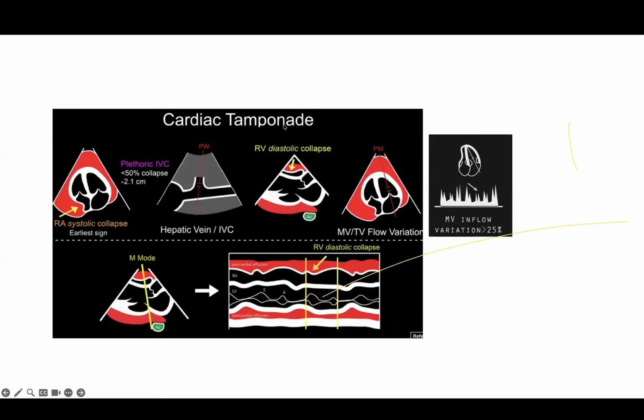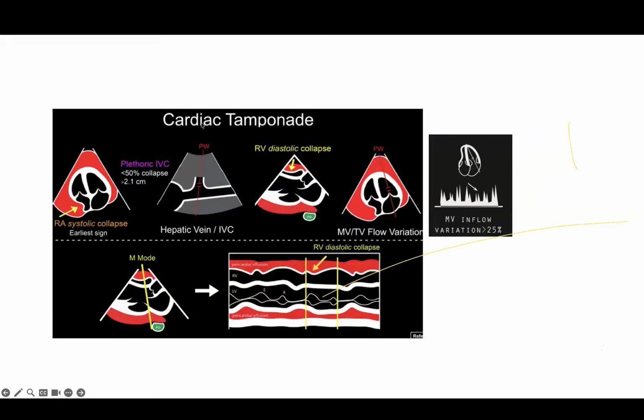The cardiac tamponade features are a plethoric IVC, more than 2.1 centimeters with less than 50% collapsibility. RA systolic collapse is the earliest sign. All right. Then you have RV diastolic collapse. You can identify it by use of M mode. In the M mode, during RV diastole, there is a collapse present.